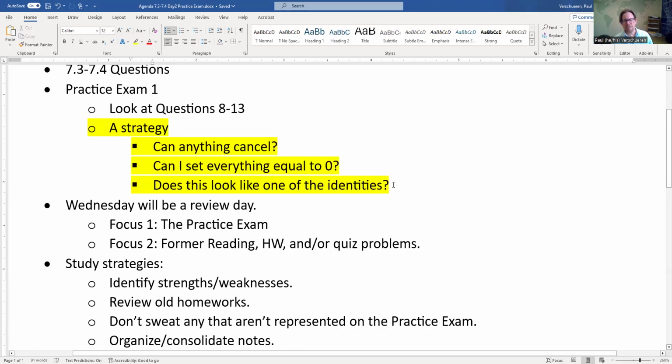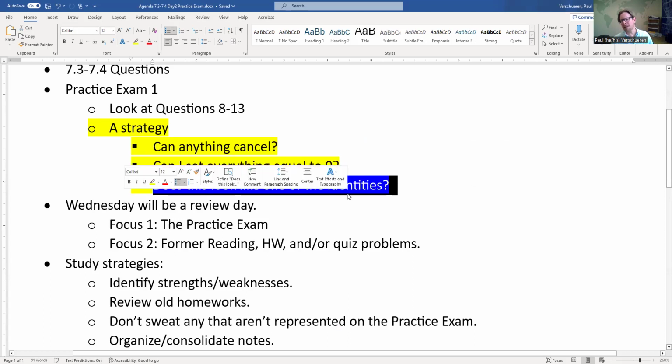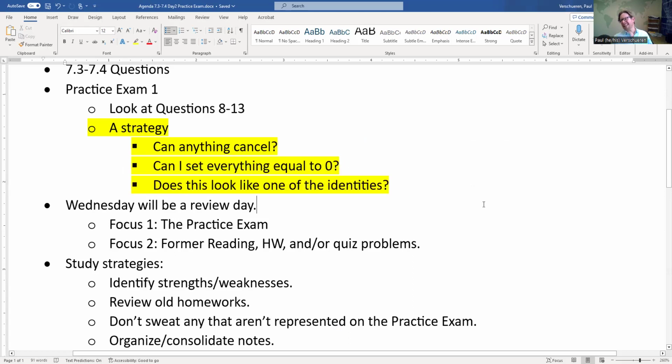And then I put this one third. Does this look like one of the identities? Just to say that kind of could take some time. There's a multi-page sheet of identities that I'm going to send to you all. And looking at each one and looking at a problem you're working at and comparing them, that could be a little time consuming. So I put that one last, but I also want to remind you that once you apply an identity, you still might have to consider, now that I've applied that identity, does anything cancel? Can I set everything equal to 0? Go back to those questions and ask them again.